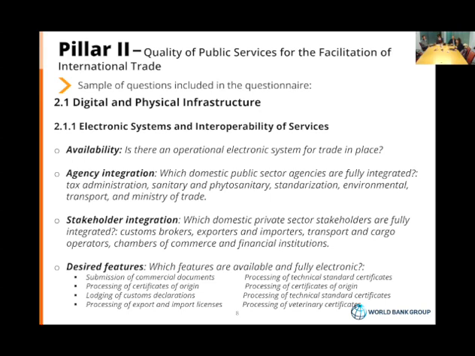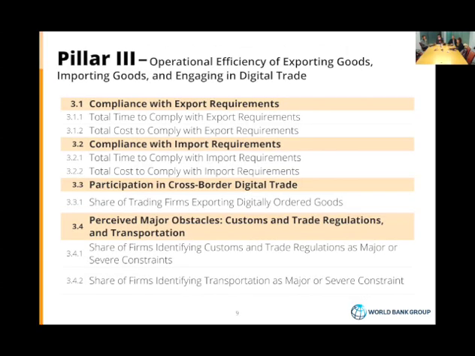With that, I'll move on to our third pillar, the one on what we call operational efficiency. Some of you who are familiar with our work in Doing Business might see some similarities in the components of Pillar 3 as well as those on your screen here today. Under Pillar 3, we assess the operational efficiency of exporting goods, importing goods, and engaging in digital trade.